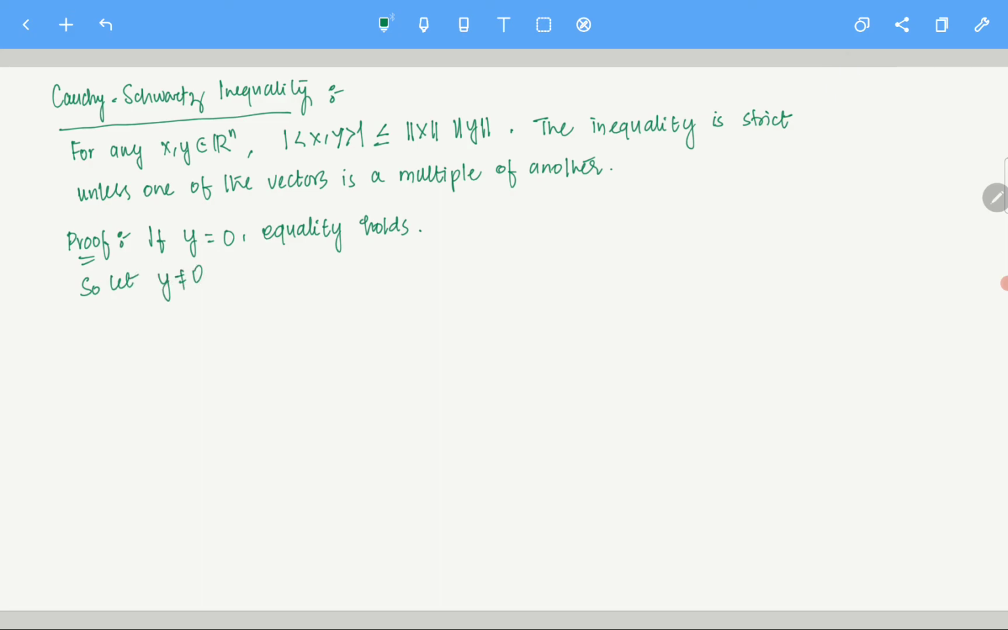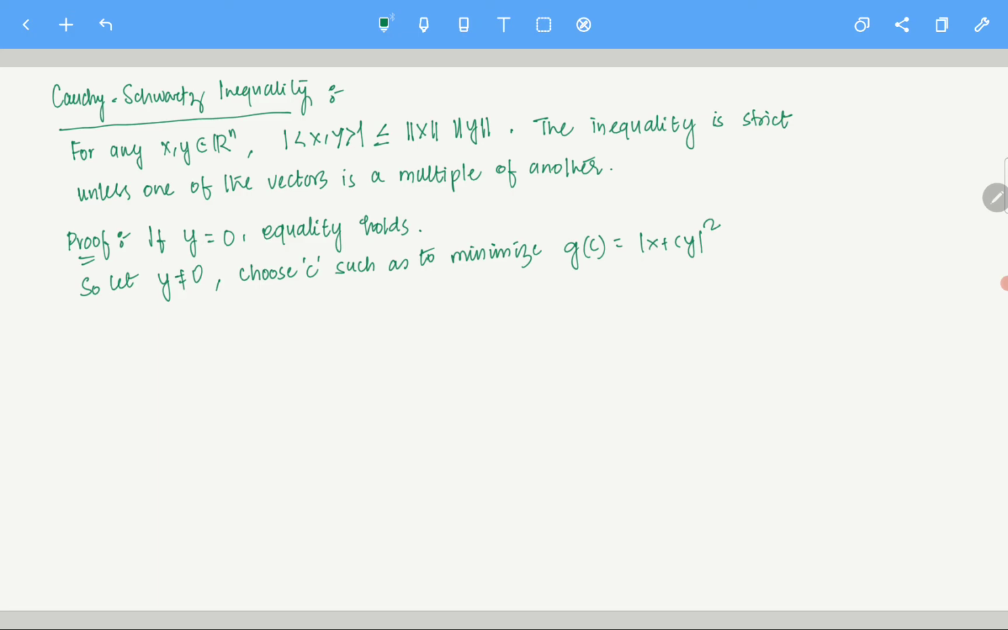Now let y be non-zero. Then what we are going to do is choose c such as to minimize this function g of c, which is the norm of x plus cy, squared. Let us understand what we are trying to do.